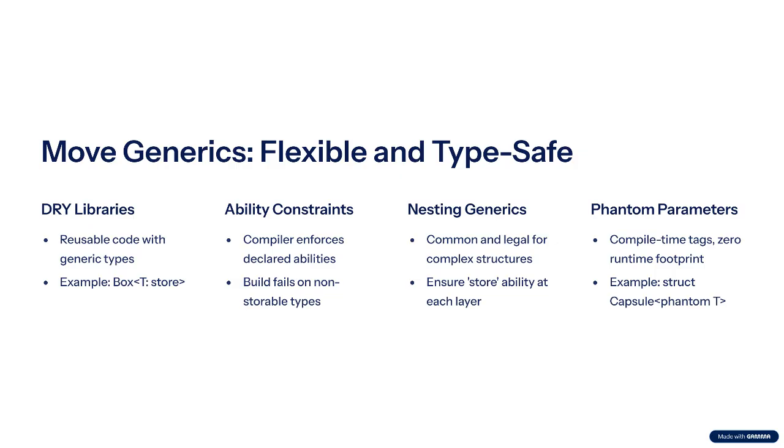Sometimes you want a compile time tag, but no extra bytes on chain. Declare a phantom capsule struct. The phantom parameter helps the type checker, but produces zero runtime footprint.